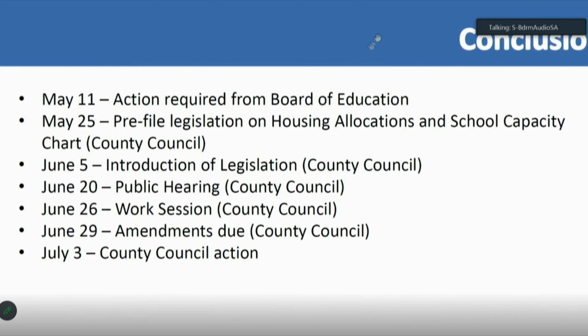Let's test it out. Are there questions, or is somebody ready to make a motion? Okay, there's questions. So we'll oh, understood. No motion? Oh, okay, Ms. Mallow.